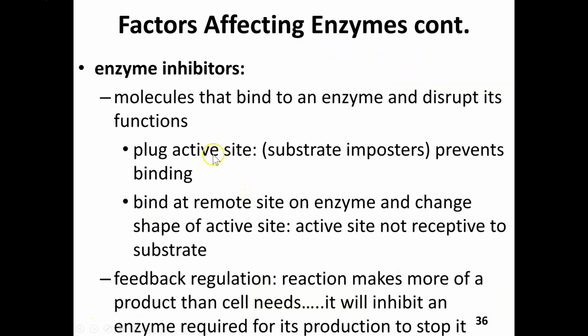Enzyme inhibition. So inhibitors can also cause enzymes to not function properly. There are two major types of inhibition. So one is written as the plugging of an active site. So I call this competitive inhibition. And basically, you have some imposter, some other molecule binding to the active site and causing the enzyme to not be able to bind to its normal substrate.